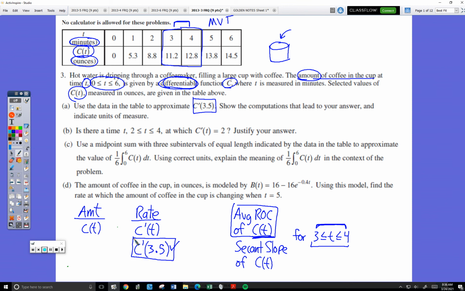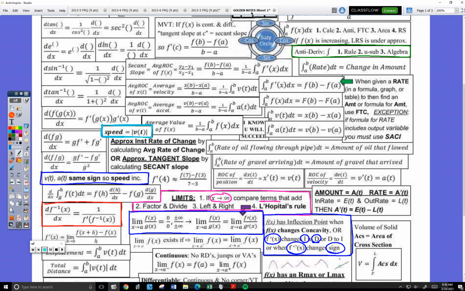So they're asking us to find the instantaneous rate of change of c. It says estimate, approximate. We're going to estimate that by finding the average rate of change of c. There's a box on the golden notes to remind you about that. It's right here: you approximate an instantaneous rate of change by calculating an average rate of change. Notice the symbols. In our case, C prime of 3.5 is approximately equal to the average rate of change of C. So that's what we're going to use.